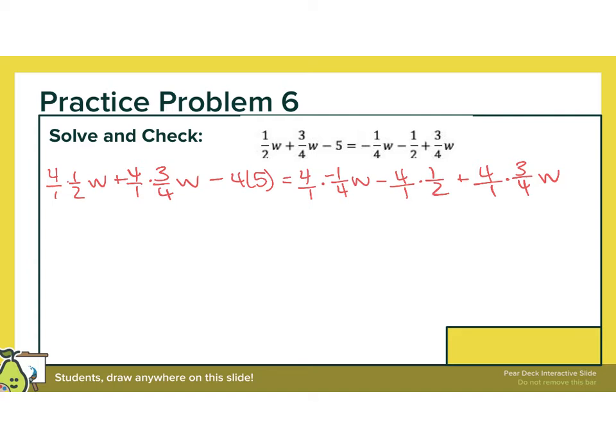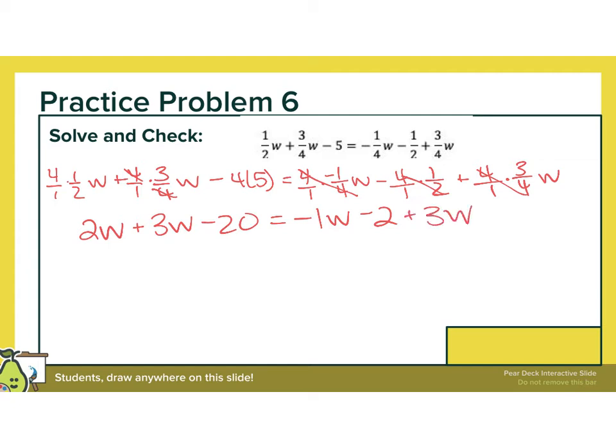4 divided by 2 is 2W, plus the 4's cancel each other out, plus 3W minus 20 equals 4 times 1/4 will be 1. It's negative 1W, minus 4 over 2 is 2, plus the 4's cancel out, plus 3W.